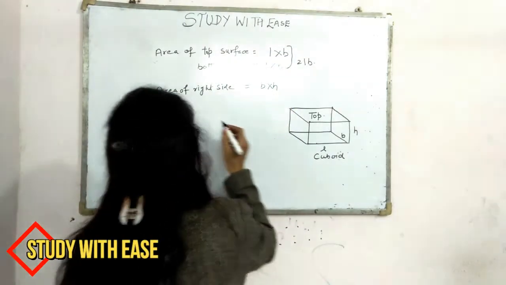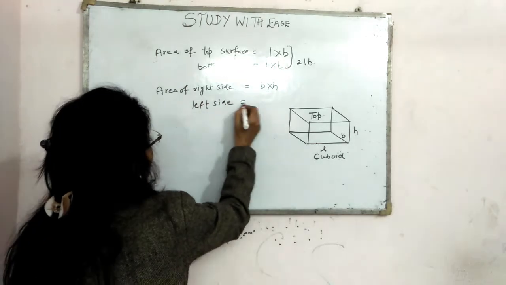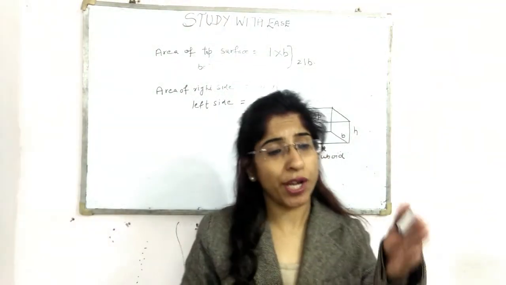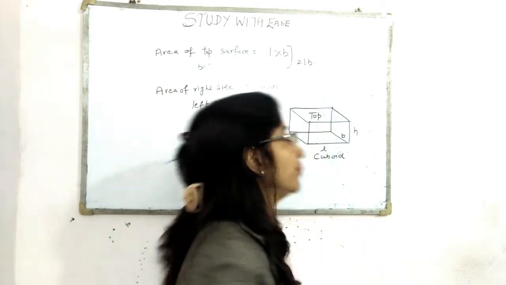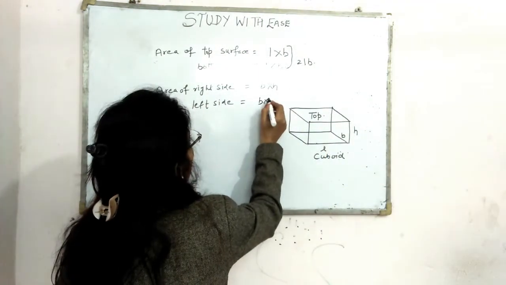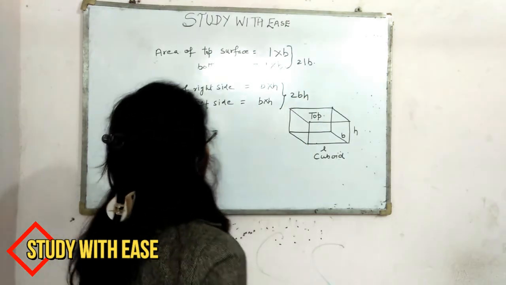B into H. In the same way, we will find the area of the left side surface. Now we are using this part. This is also B into H. If I join both of these, I will get 2BH.